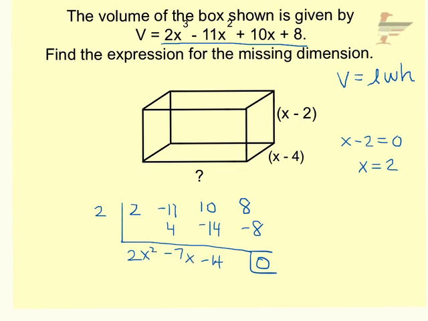Well, now I can factor that down, and I know that I used this one. I know that one of those factors is x minus 4, so I know that this has to be 2x plus 1. So if I FOIL that out, sure enough it works, so I know that this factor is 2x plus 1.